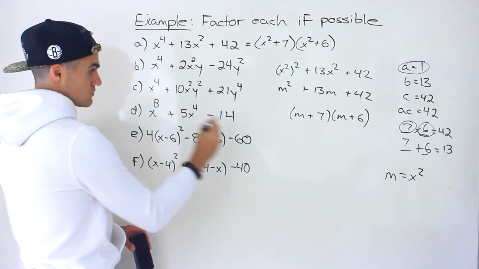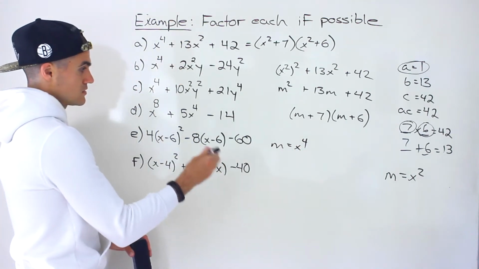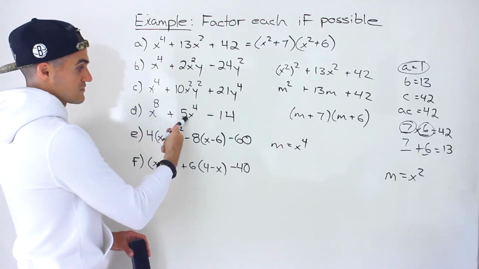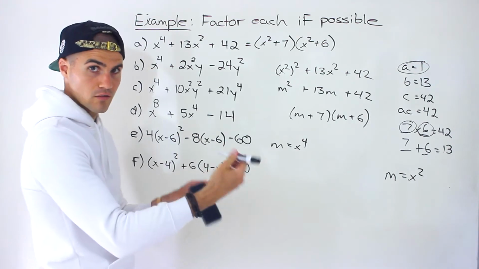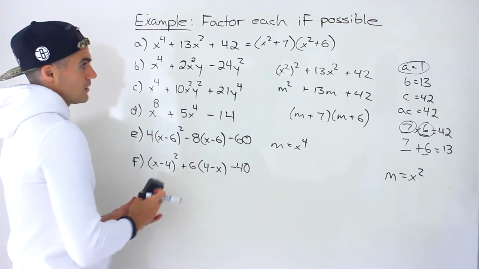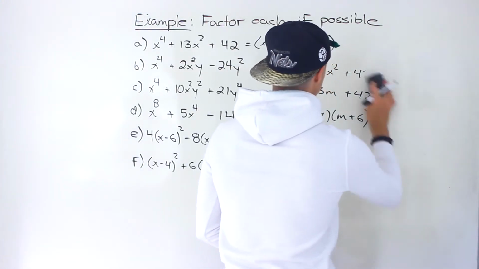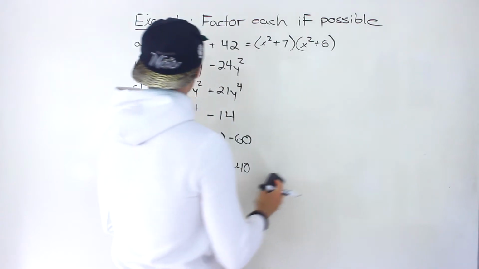It's just in this case, we would plug in m equals x to the 4. So we'd end up with m squared plus 5m minus 4, factor that, and then bring back that x to the 4. All right, but we will get to that question once it comes around. So let's move on to part B.